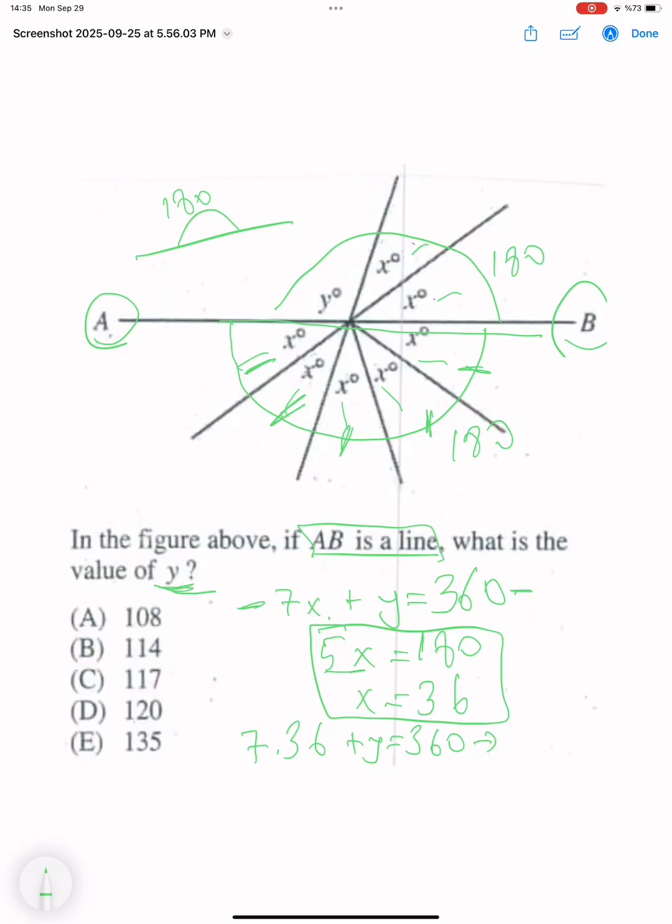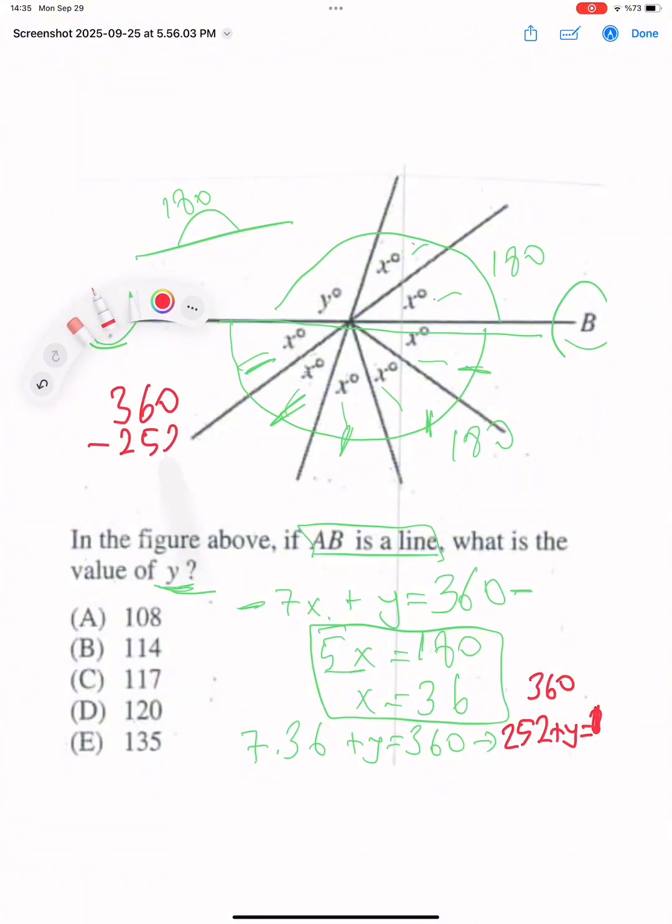Alright, we know what x is, so 7 times 36 plus y is 360. 7 times 36 is 252. 252 plus y is 360, which makes y 360 minus 252, which is 108. This is our y value.